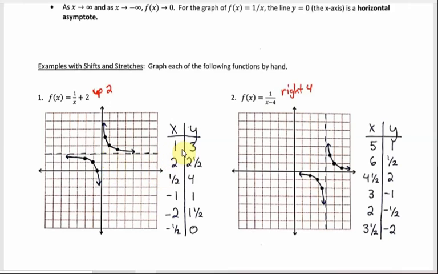And then all the points got shifted up 2. So basically all I did was I took the points from up above and added 2 to each of the y coordinates to get the new ones. But that's what it would look like. It's the same graph as up above, just everything shifted up 2 units.